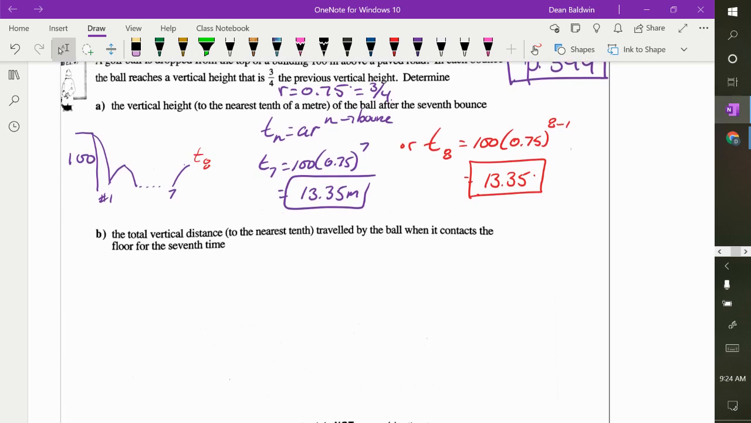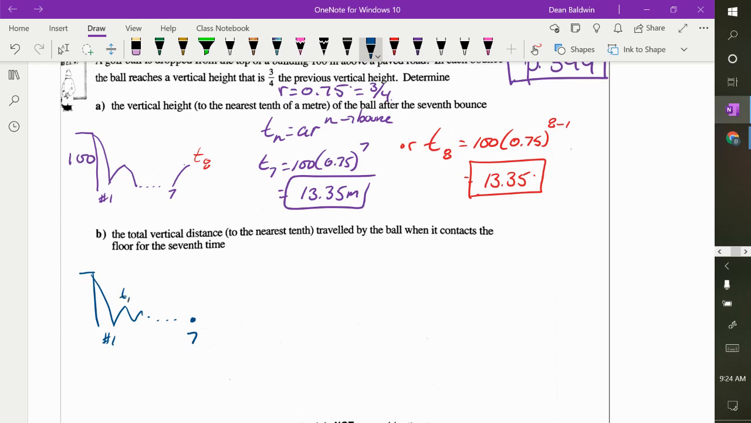Questions? All right. Here we go. Next one. Find the total vertical distance to the nearest tenth traveled by the ball when it contacts the floor for the 7th time. So, don't freeze it. We drop the ball. Boom. So here's the bounces. 1. Boom. Number 7 bounce.